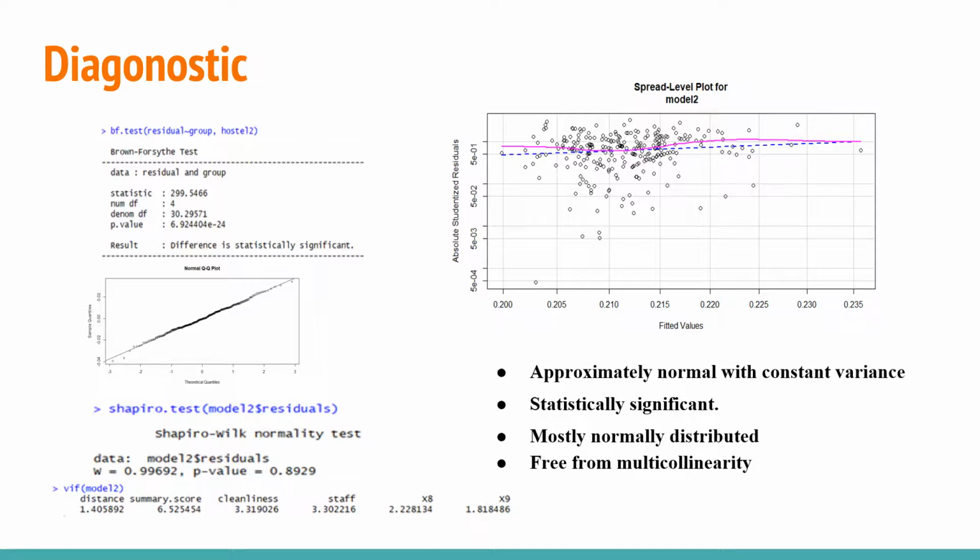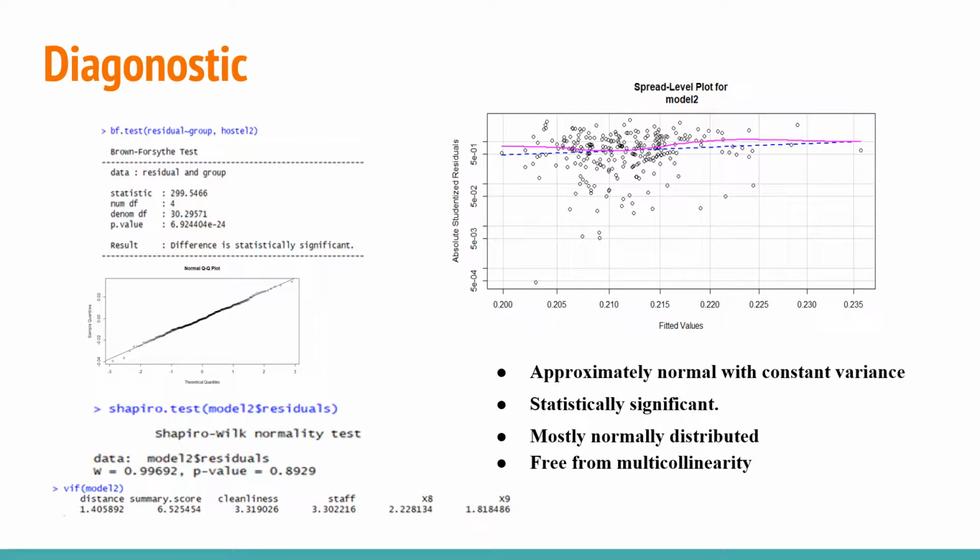After finishing model selection, we used the diagnostics to test the model that we selected. As we can see from the test showing on this page, the residual plot of predicted value appears to be approximately normal with a constant variance. Also, the BF test shows the difference is statistically significant because the p-value is much smaller than the significance level.